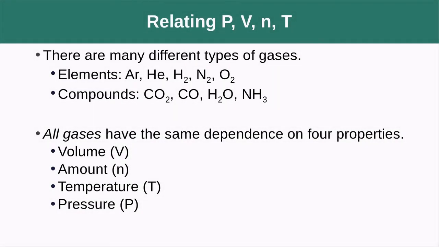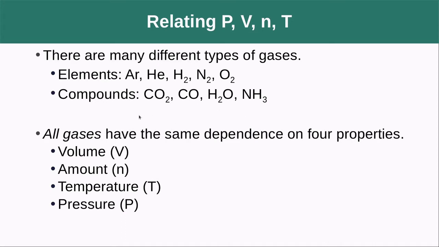So there are a lot of different types of gases. These can be single elements, like noble gases such as argon or helium. They could be a diatomic element like hydrogen, nitrogen, or oxygen. Or they could even be compounds like CO2, carbon monoxide, water, or ammonia.